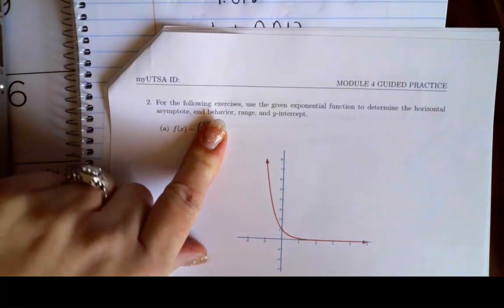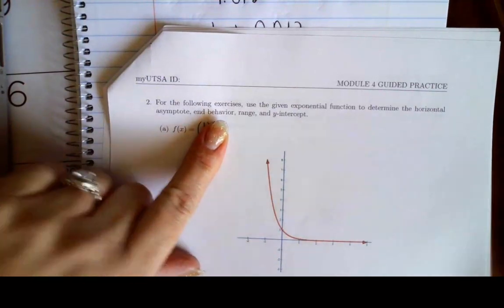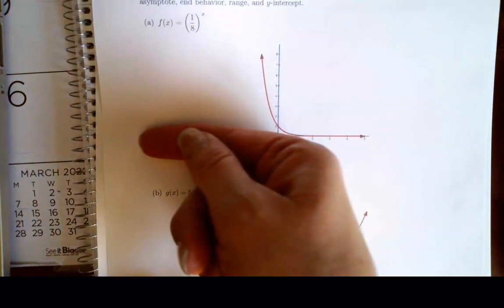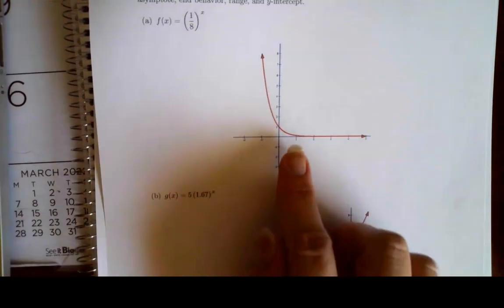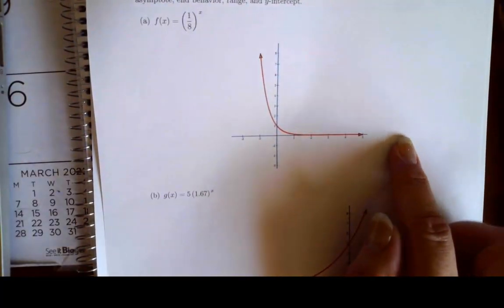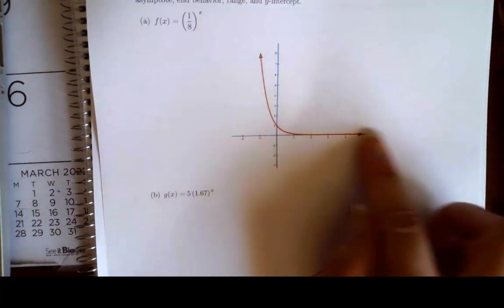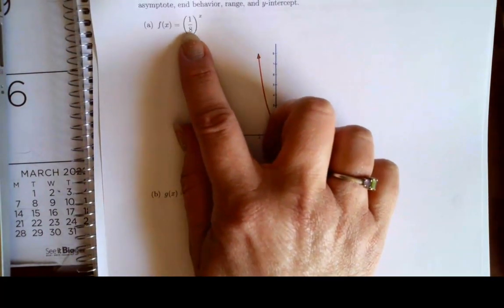I would like to know end behavior. End behavior tells me what the graph is doing as I go to the left and as I go to the right. So as I go to the left on this one, my graph is going up to positive infinity. As I go to the right, it's going effectively to 0. It will never hit 0, but as I move to the right, my function is heading towards 0. That's another reason you've got decay.